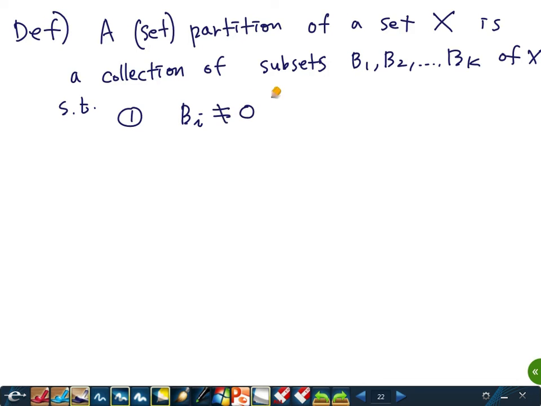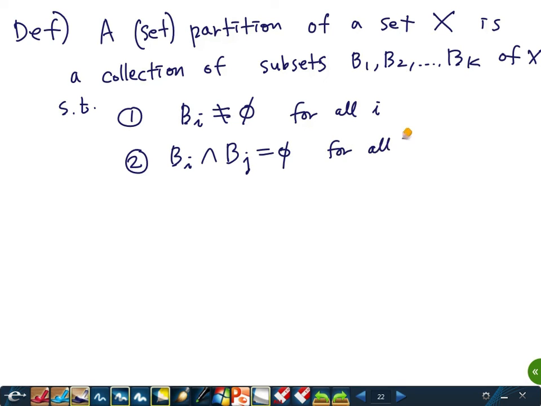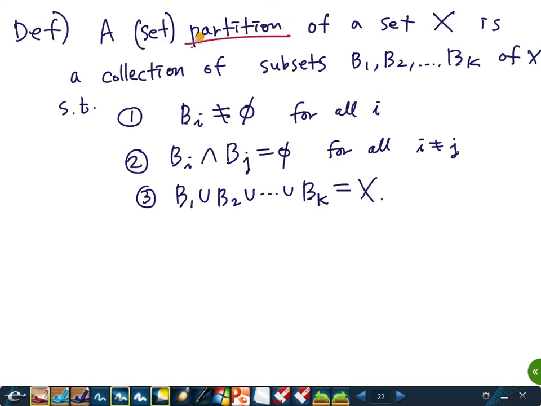First, non-empty. They must be non-empty subsets. We don't want empty ones, for all i, of course, 1 through k. Second, we want them non-intersecting: B_i intersect B_j is empty for all i not equal to j. For different i and j, we don't want to have intersection. Third, their union is the whole set. So this is the definition of a set partition, or partition.